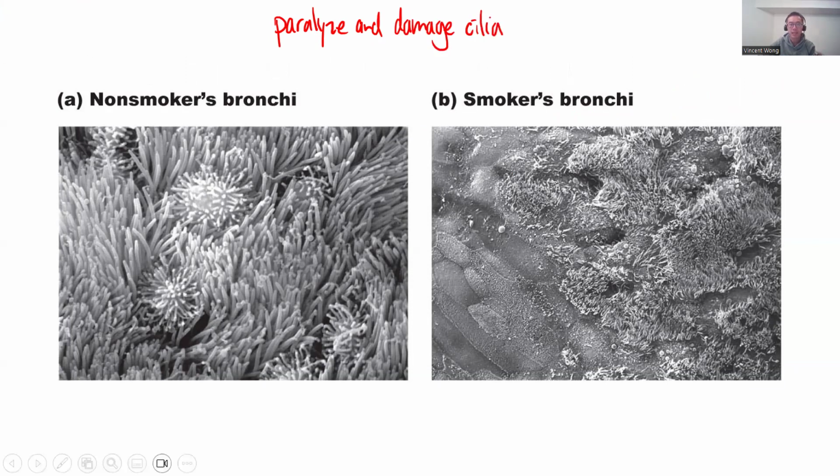Paralyze and damage cilia. And you can see in this picture on the left side, it's a non-smoker's bronchi, very nice looking cilia. And on the right side, a whole patch is gone, right? So what happens with missing cilia is the person no longer has the mechanism to remove some of these trapped particles in the lungs. The only way for them to get it out is by coughing it out. So you can see a lot of heavy smokers cough a lot and then they spit out things, right? That is smoker's cough.